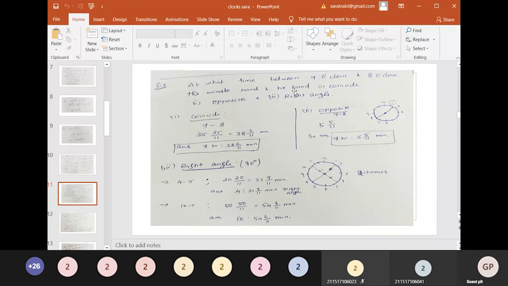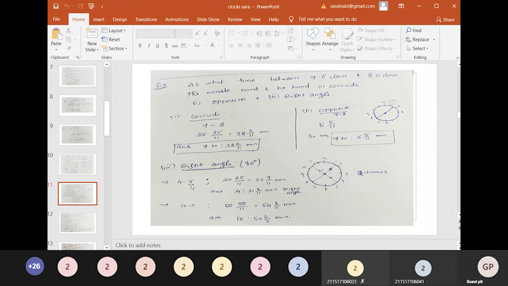Is it clear? Then the third concept is, how will you find the right angle? Right angle is nothing but 90 degrees. So you must know that in every 1 hour, your hour hand and minute hand will show a right angle 2 times. There are 2 chances to show a right angle. Now you see 4 to 5. They have given the time 4 to 5.